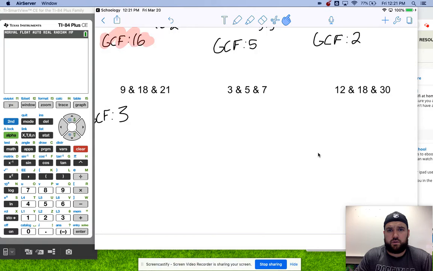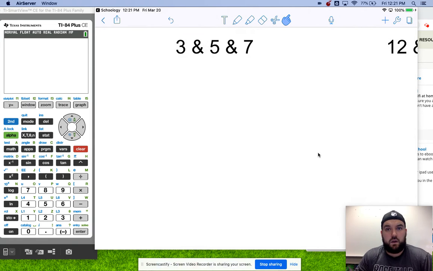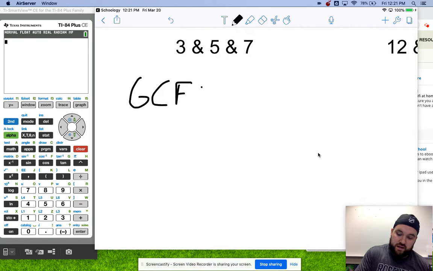And you might be asking yourself, well, what happens if I can't find a number that goes into every number, or if I can't find a common factor? In that case, kind of like this, 3, 5, and 7, these are all what we call prime numbers, meaning that the only factors are the number itself and 1. So here I would say the GCF is 1. So if numbers have nothing in common, you don't want to say the GCF is 0. You would just want to say the GCF is 1, because every number can be written as 1 times itself.